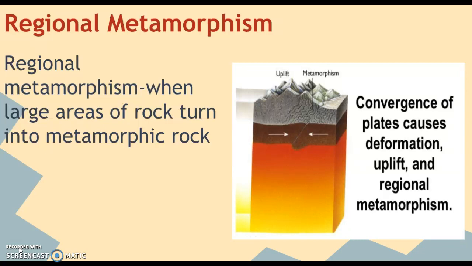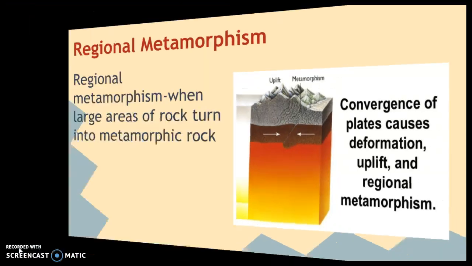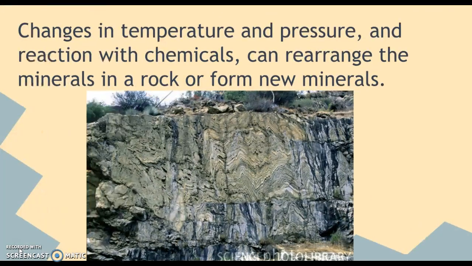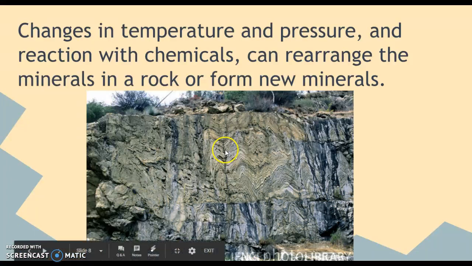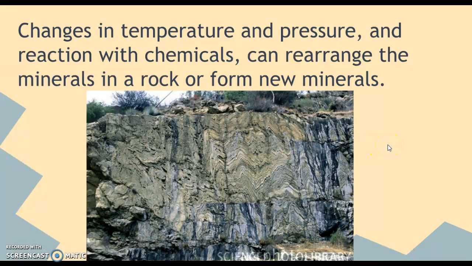So regional metamorphism involves a giant rock or even giant tectonic plates converging together or moving close together. Changes in temperature and pressure and reaction with chemicals can rearrange the minerals in a rock or even form new minerals. So you can see in this diagram, there's lots of curved lines, waviness, and now they're all combining together to form something new.